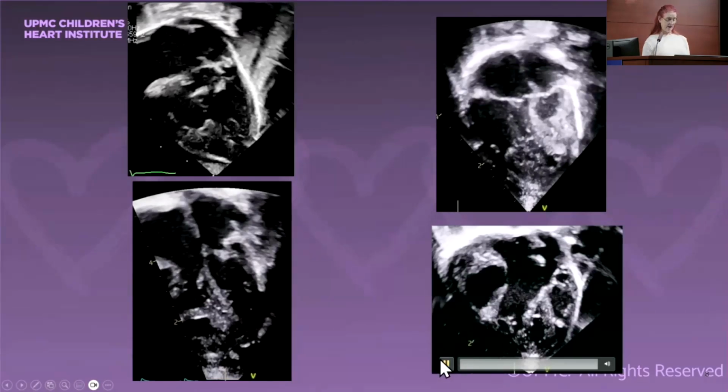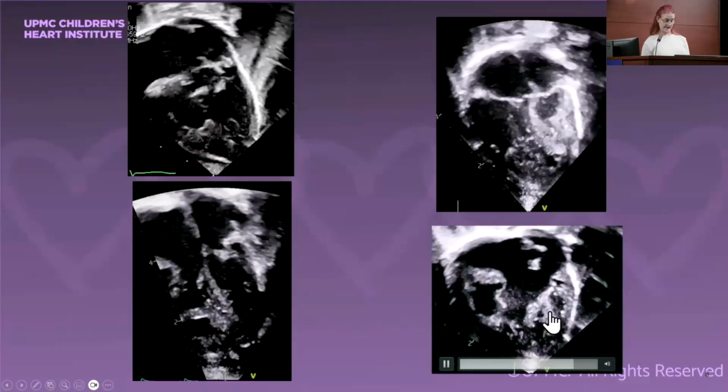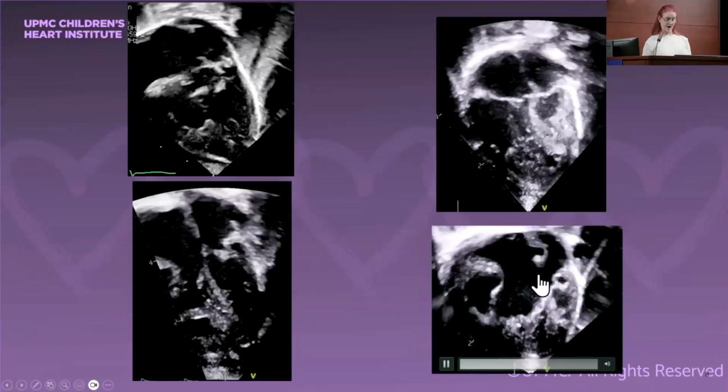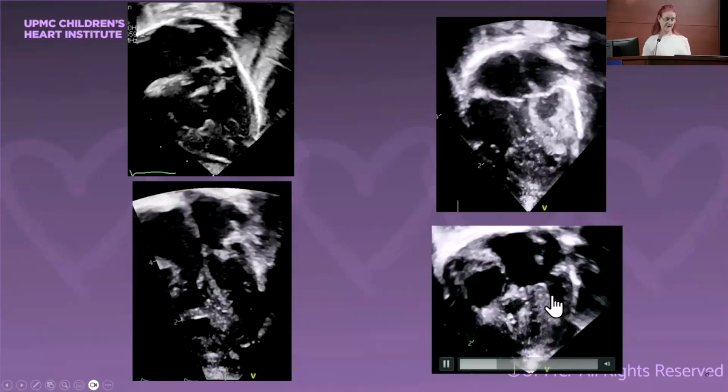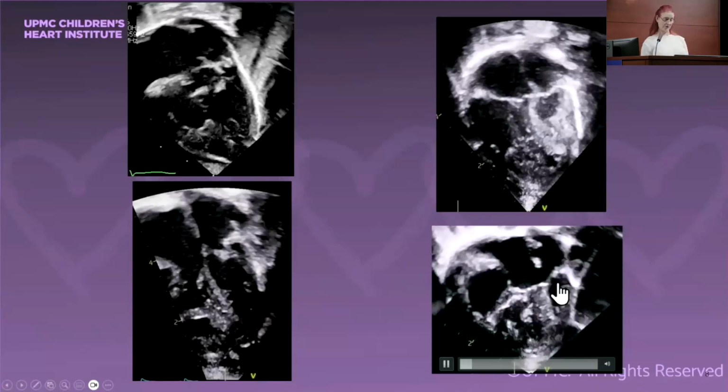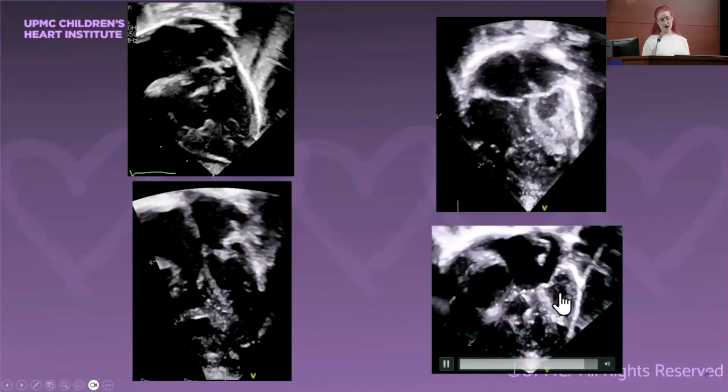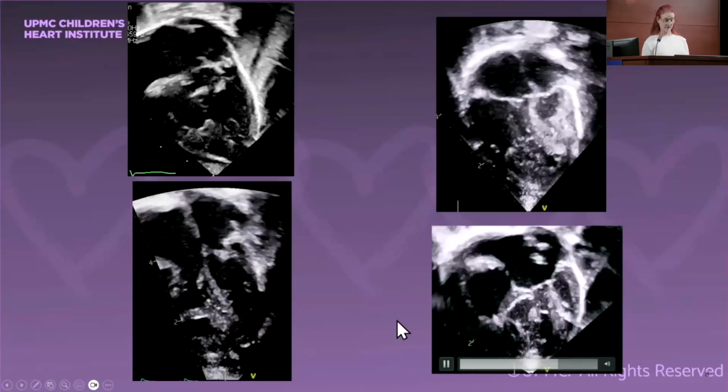And then an example of an unbalanced AVSD, where you can see an ASD primum, a common AV valve, atrial septum lines up with a ventricular septum, and there's a very small portion directed to the LV cavity, and with color flow, it was minimal flow entering that LV.